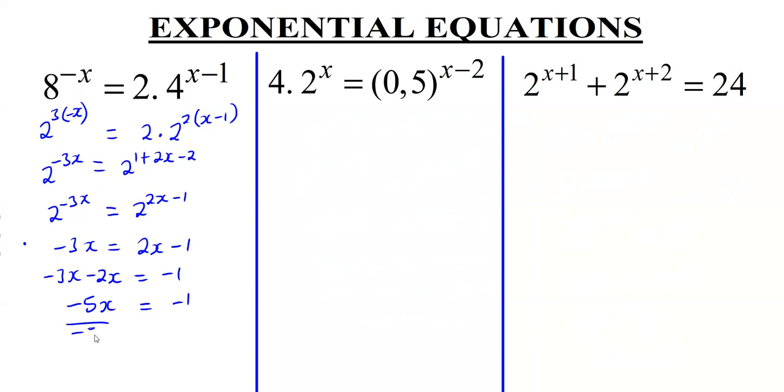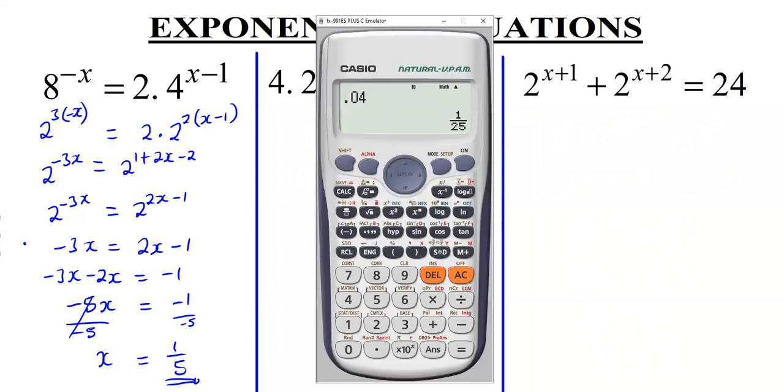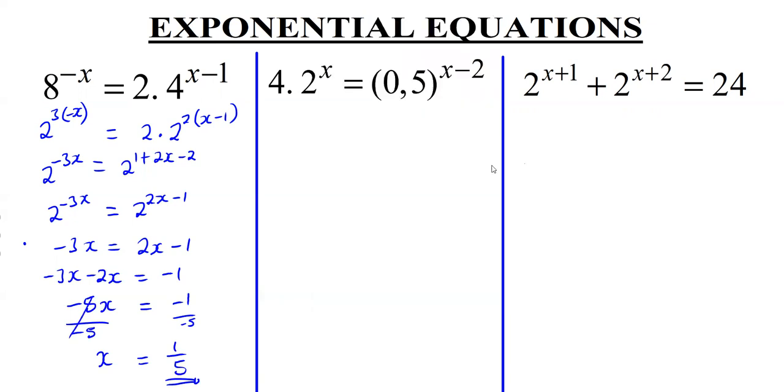We divide by negative 5. We cancel everything there. x is equal to 1 over 5. That's our final answer. Remember, when you have a decimal, you come to your calculator, you punch 0.5, you equate, and it's going to give you the value that you want, that is easy to deal with.